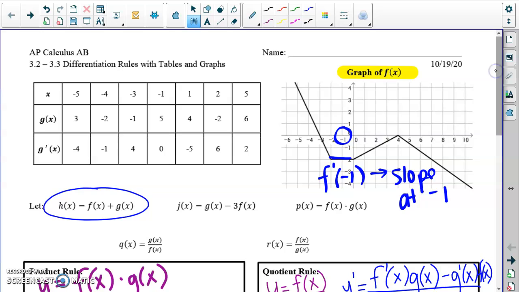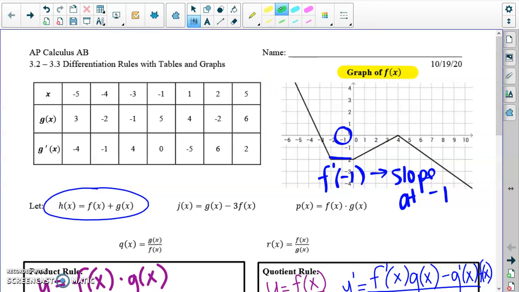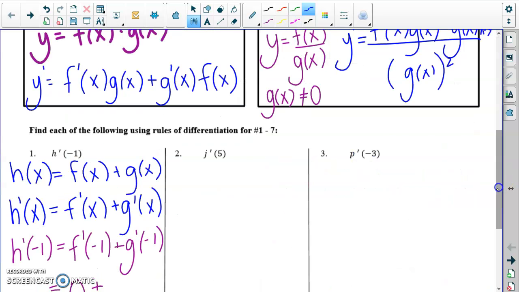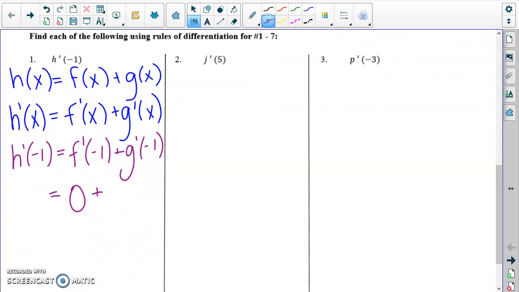Well, I have this g function. This g function is in this table here, right? Here are the x values, here's g prime. And I'm specifically looking when g has an x value of -1, okay? And so g prime of that also ends up being 0. Who makes these problems? Hassler. And 0 plus 0 equals 0.